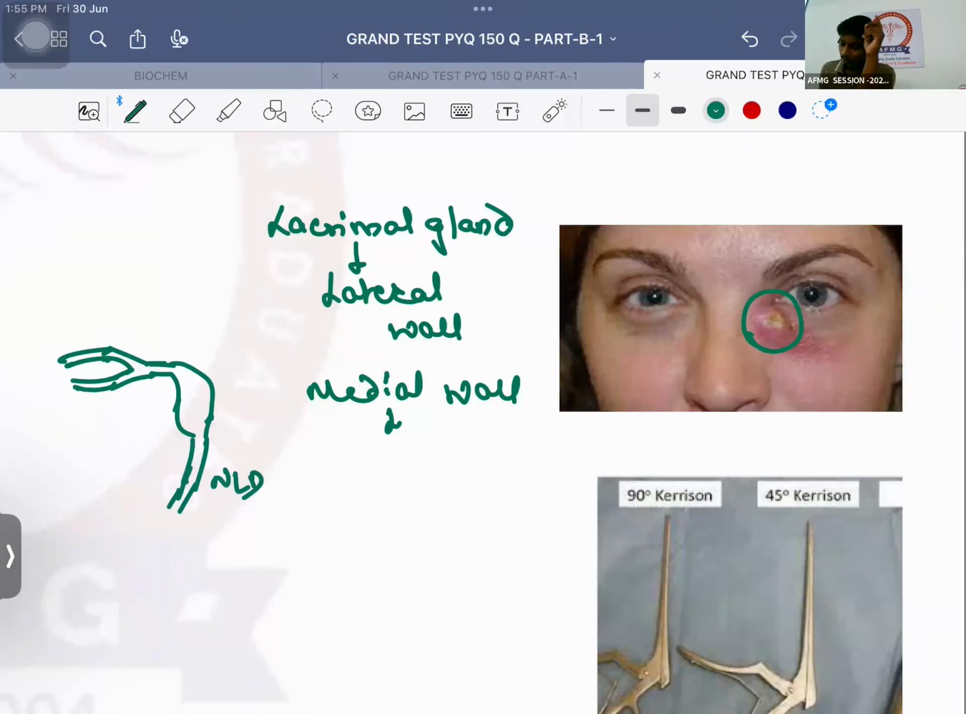So if they ask you, the lacrimal sac is located on the medial wall. Don't get confused with this. This was a straightforward question this time. The lacrimal gland is located on the lateral wall, but the lacrimal sac, which is responsible for absorption of tears, is located on the medial wall of the orbit. No issues with this? That's important.